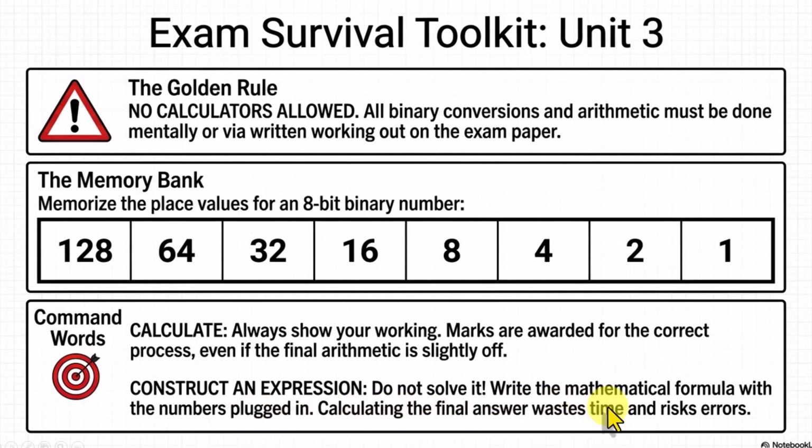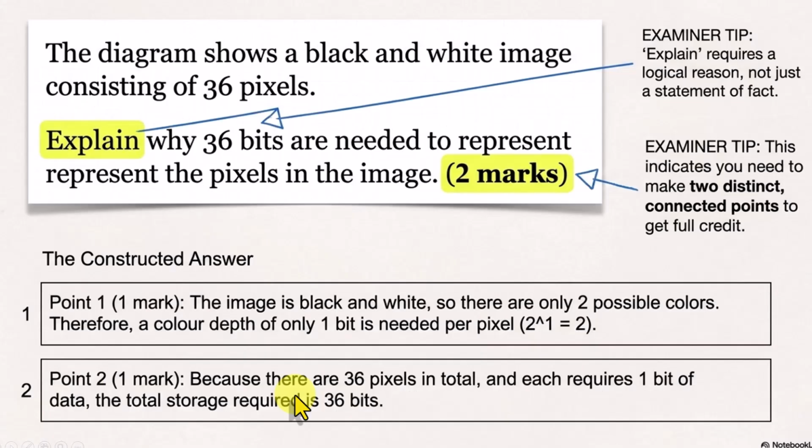Calculating the final answer wastes time and risks error, and in these questions that will not be scored as well, even if you just get them correct. So here we have got an example. There is a diagram that shows a black and white image consisting of 36 pixels on the paper. Explain why 32 bits are needed to represent the pixels in the image.